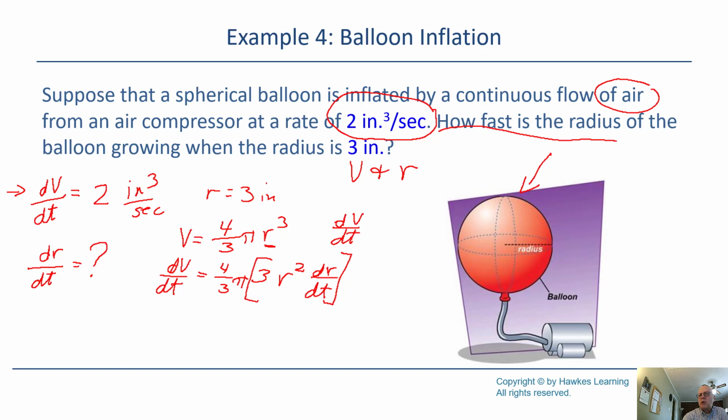The first thing we might want to do is notice that we've got a 3 in the denominator here, a 3 in the numerator there, so those two can cancel. So you could write this as dV/dt equals, since the 3's cancel, we'll have 4 pi, that's a constant, times r squared dr/dt. Now we'll put in our numbers that we stacked up here.